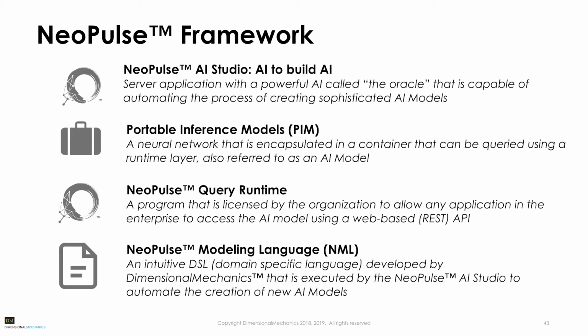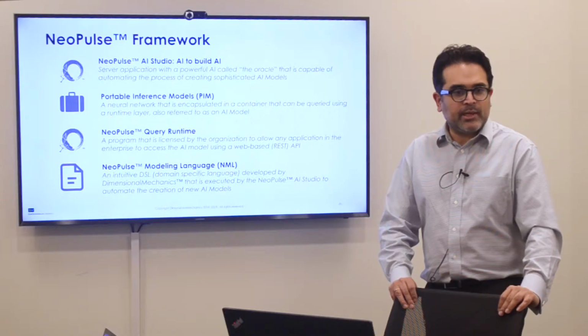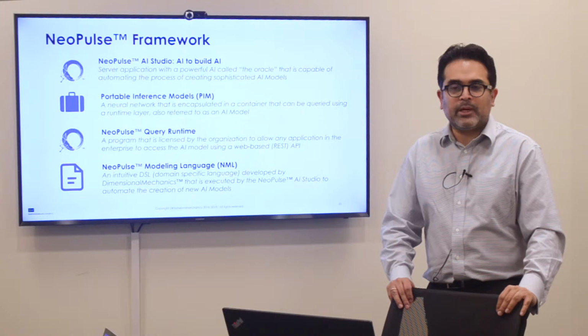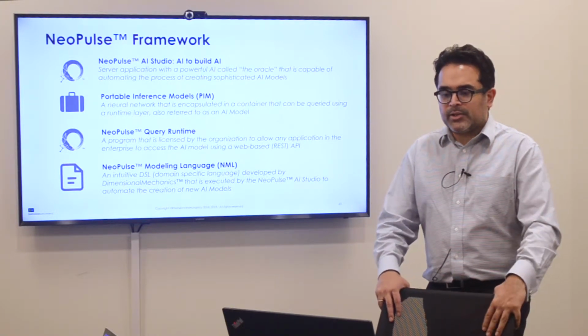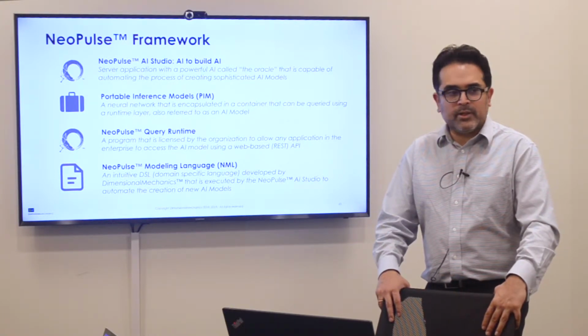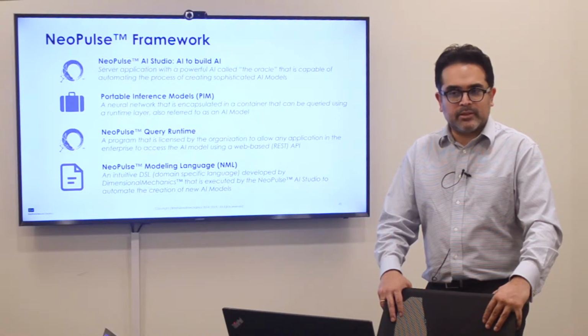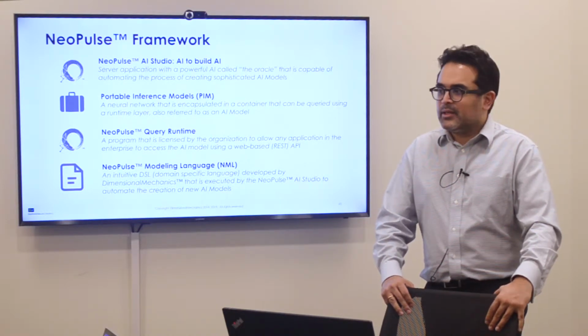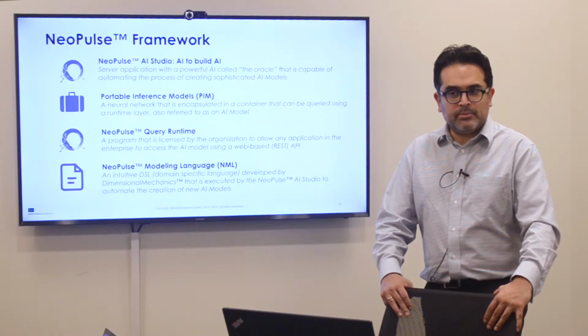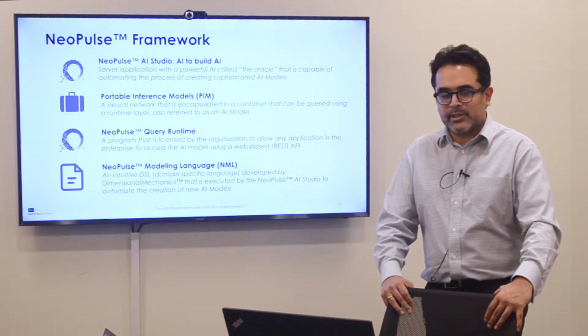So the NeoPulse framework, what we did was we created something to automate machine learning. And so what that means is that using AI Studio, we actually have an AI to build AI. So this AI knows something like between 700 to 900,000 different algorithms. It knows how to do hyperparameter optimization. It can solve audio, video, text, images, regression problems, you name it. It can basically do that.